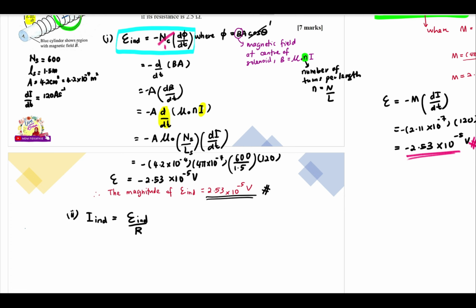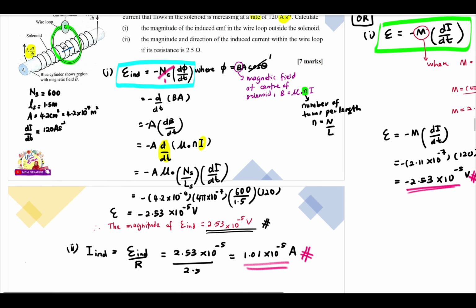Okay. So, kita dah dapat tadi kan. So, kalau kita masukkan saja nilai dia, kita dapat kira dulu dia punya magnitude. Okay. So, the magnitude of the induced current 1.01 exponent negative 5 ampere. Unit jangan lupa ya bila you buat soalan. Okay, nanti hilang markah tak ada unit. Okay. Itu baru dia punya magnitude. So, dia nak direction. Clockwise or anti-clockwise, the direction of the induced current in the wire loop.